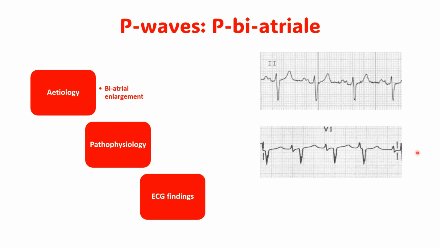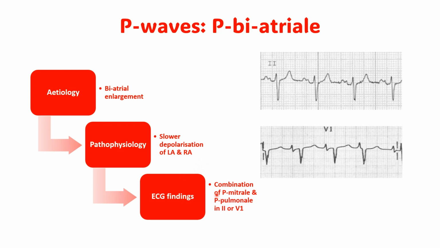Okay. And we're going to have slower depolarization of the left atrium and the right atrium. And then we're going to see, essentially, a combination of P-mitrale and P-pulmonale in 2 or V1. So we have lead 2 here and V1, and we can see that we have this combination of mitrale, so the M-shaped wave, and we can also see that we have an increased amplitude as well. So that's related to that pulmonale. Okay, so it's a combination of mitrale and pulmonale, because of that left atrial and right atrial enlargement.